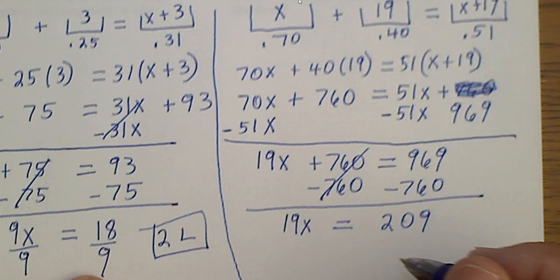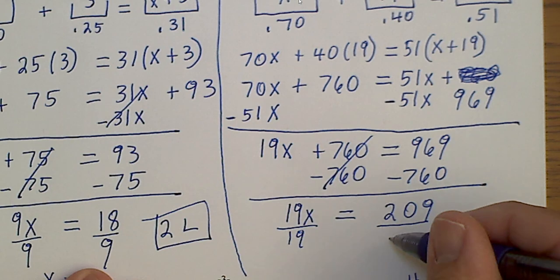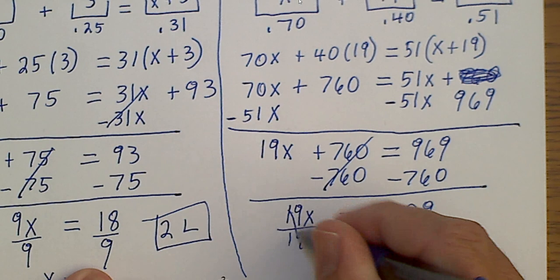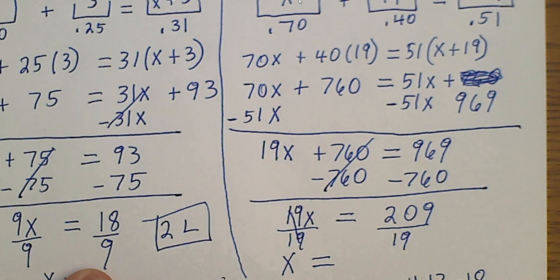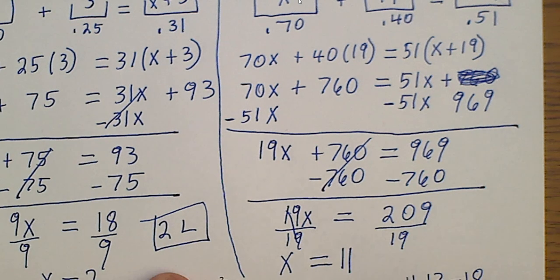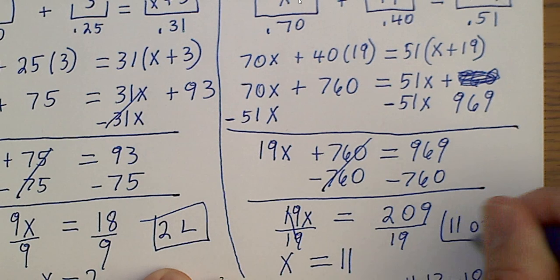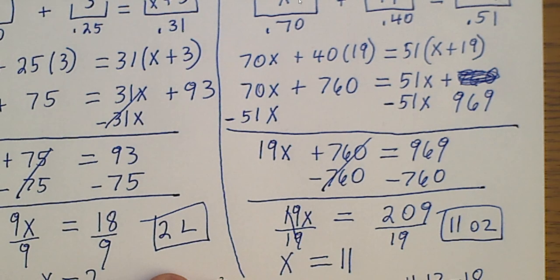And then last step would be to divide by 19. So let's see, what is 209 divided by 19? Should be 11. So 11 ounces is how much is going to go in at 70%. So 11 ounces going into that 70% container to get what they need.